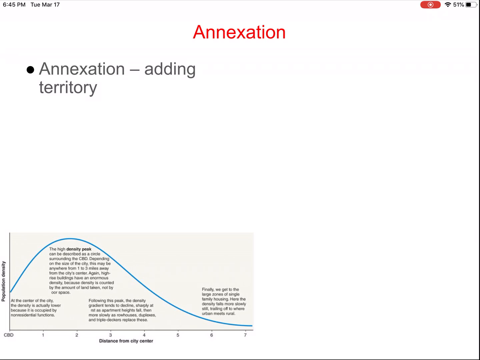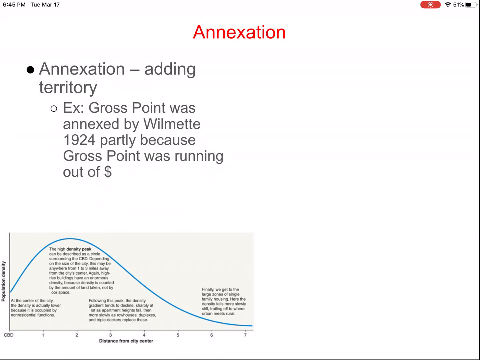Cities often add territory, at least they used to, through annexation. Here's a very good example that's kind of local. For those of you that live in the Wilmette area, you may know that there used to be a town called Grosse Pointe. Grosse Pointe Road even still exists. Grosse Pointe was a town until it basically ran out of money in the early 1920s. At that point, it was going to cease to exist.